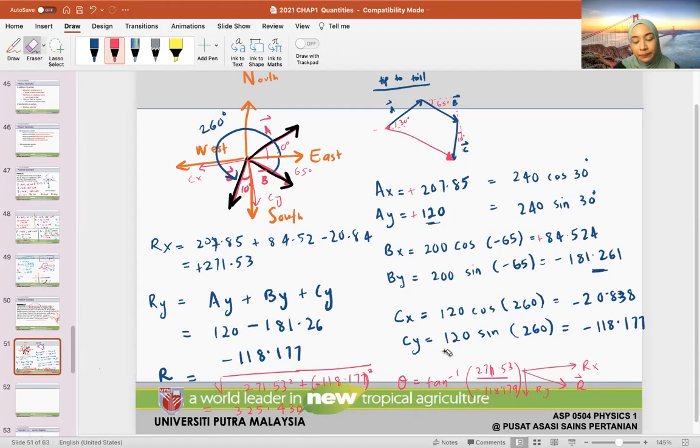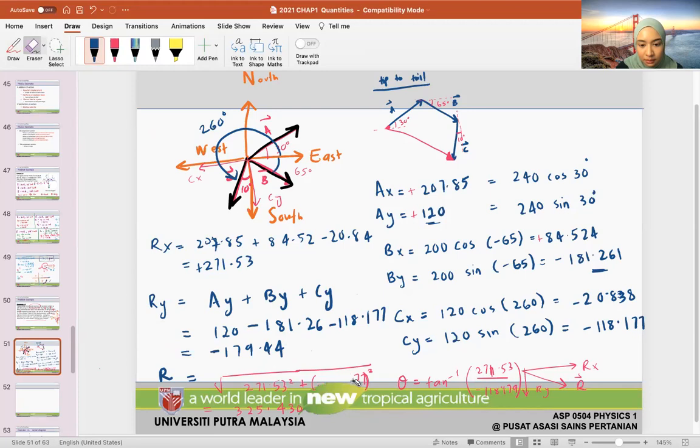Doktor, yang RY tu belum cari total lagi. RY tak total lagi. Okay, sorry. So jawapan RY apa? Mana sekejap, saya letak kat sini lah. Negatif 179.44. Okay, thank you. So jawapan sini salah.